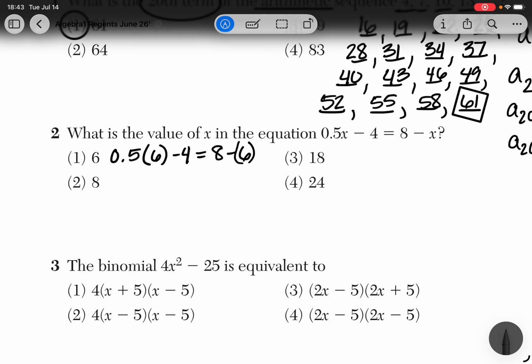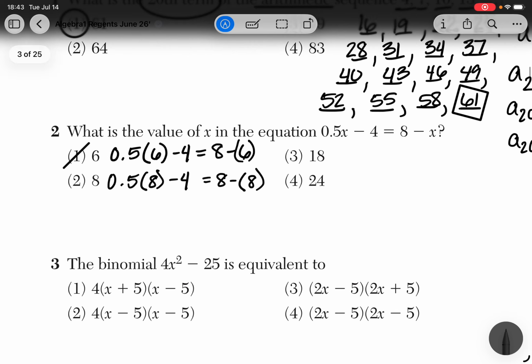You can do that with the rest as well and see if both sides simplify to the same value. So half of 6 is 3, minus 4 is negative 1, and 8 minus 6 is 4, which means that those two do not simplify to the same value. Next up, we have 0.5 times 8 minus 4 equals 8 minus 8. 8 minus 8 is 0. And then we have half of 8, which is 4, minus 4 is 0, so 0 equals 0. So that is a possible answer.